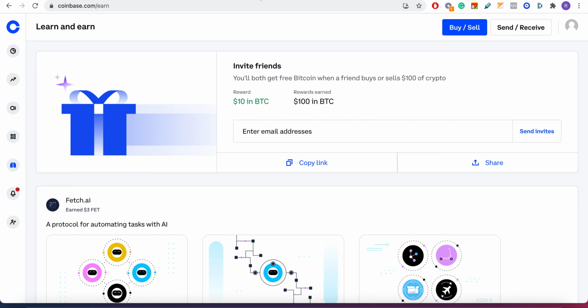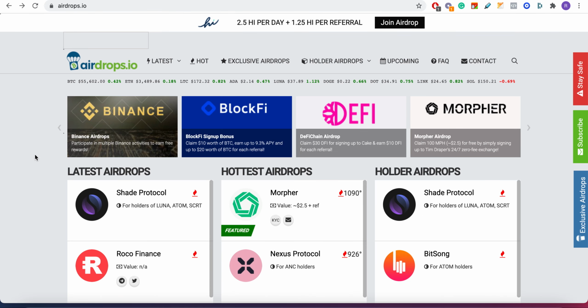The second thing is called airdrops, right? So airdrops. What is airdrops?